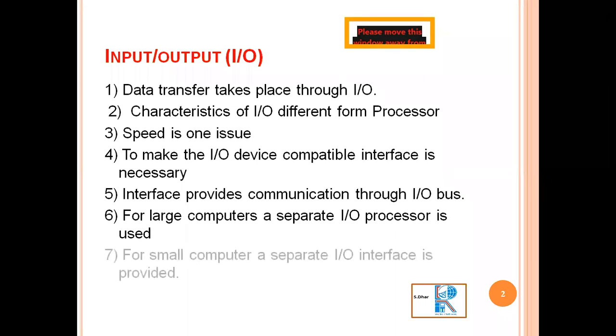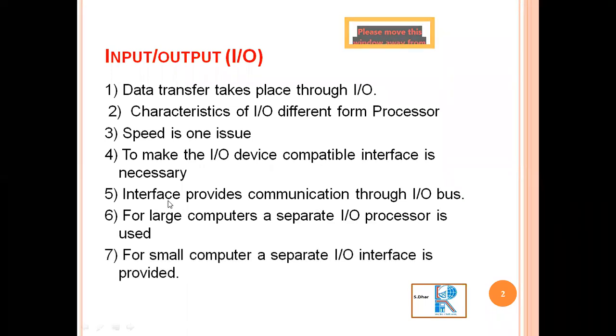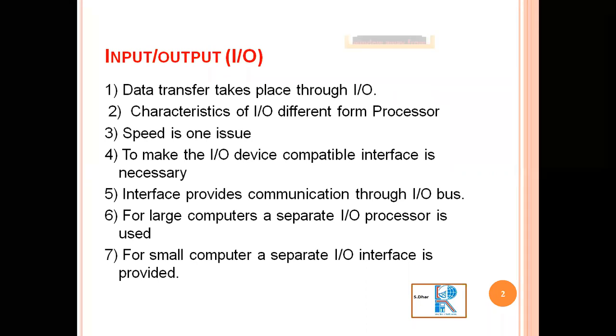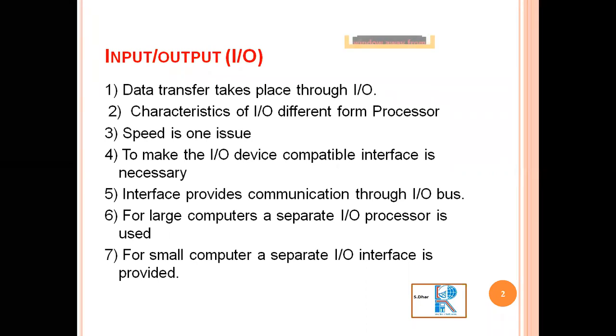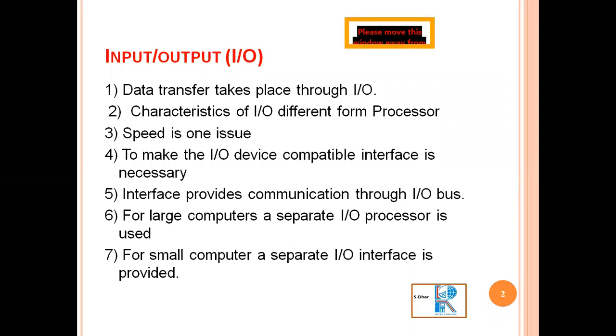Okay. Now for large computers, a separate IO processor is used. That processor is different from the CPU, the central processing unit. What is the function of the separate IO processor? A separate IO processor acts as a processor not for the whole system, but only for the IO devices. That means it can generate the control signals for the IO devices. But that is for large computers. For small computers, there should be some IO interface, some IO driver. We should install some IO driver. So the IO interface should be there, such that using that interface, the CPU can communicate with the IO devices.